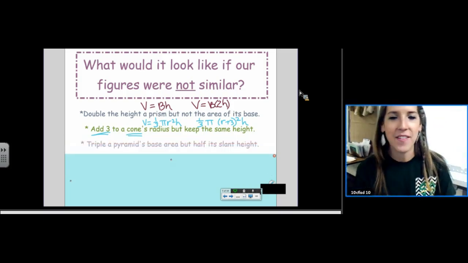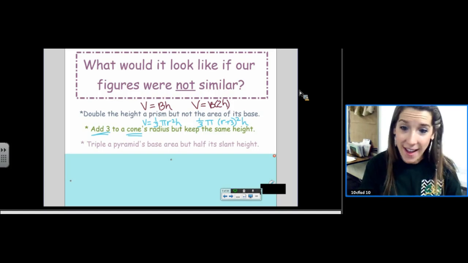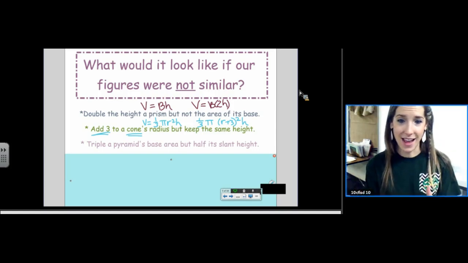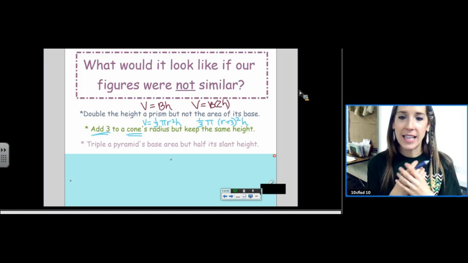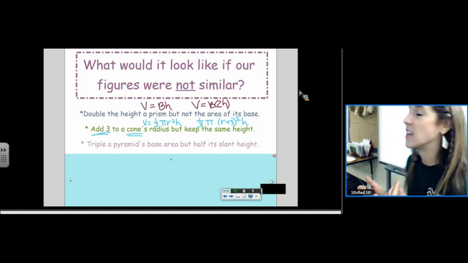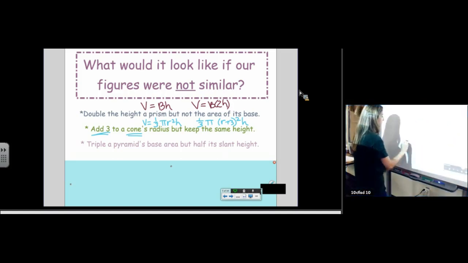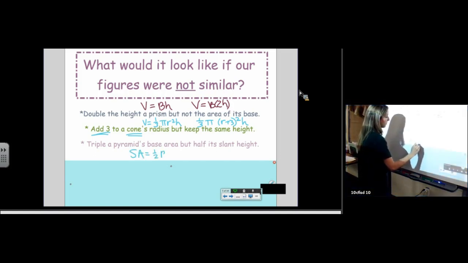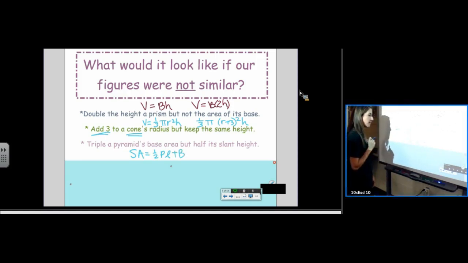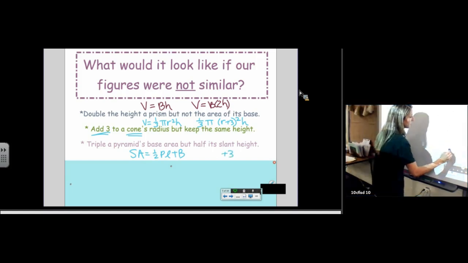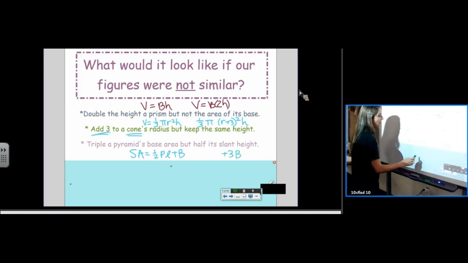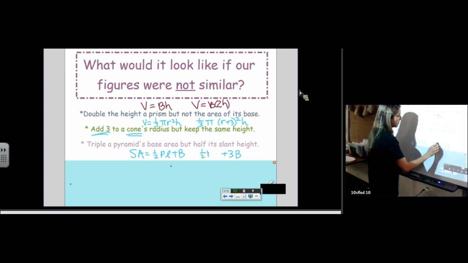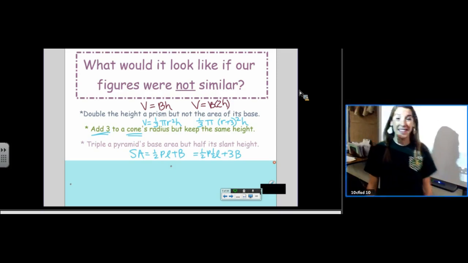The last example I have: let's triple a pyramid's base area, but halve its slant height. So let's say I was doing surface area here. What's the surface area of a pyramid? I believe that's it, right? So if I tripled the base area, that'd be plus 3b, but I halved its slant height, so the new one would look like that.